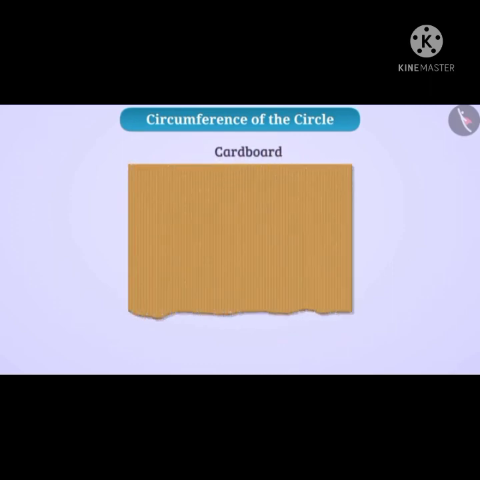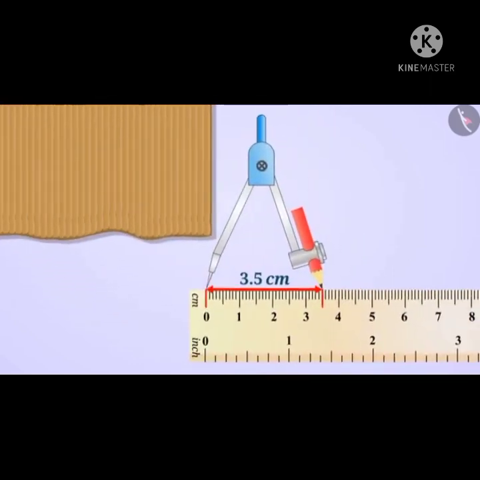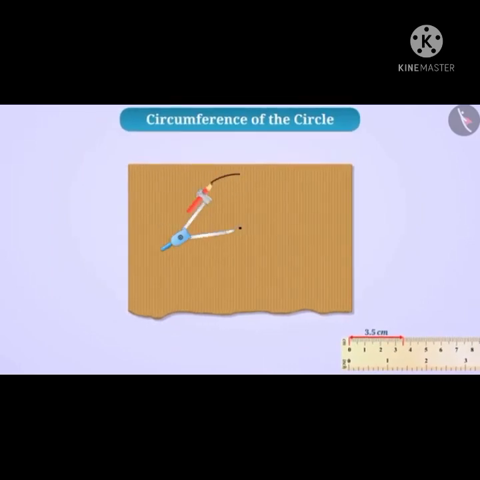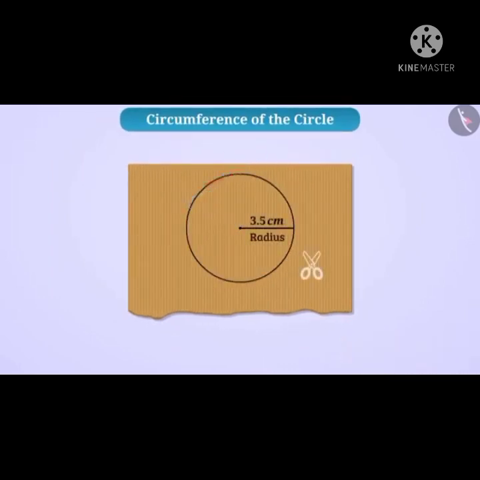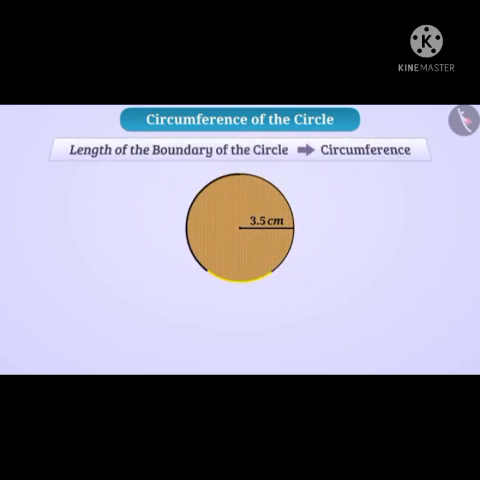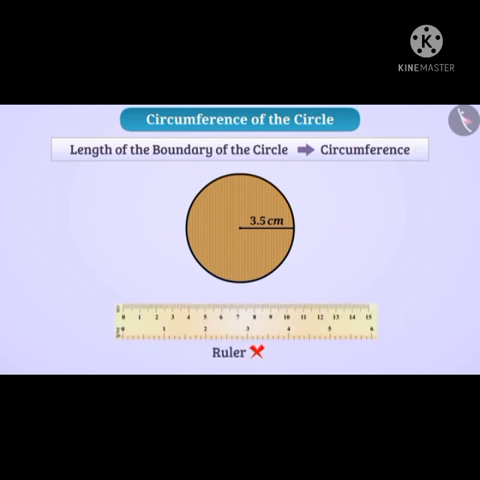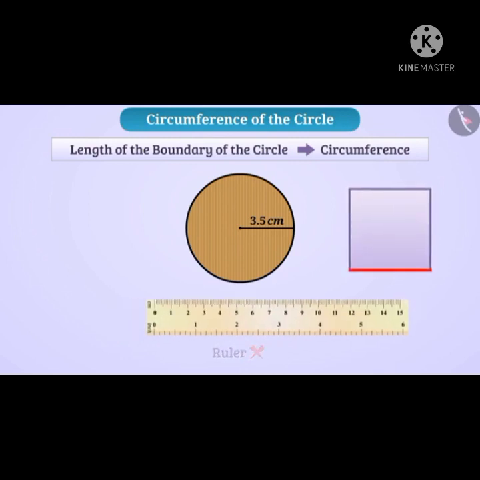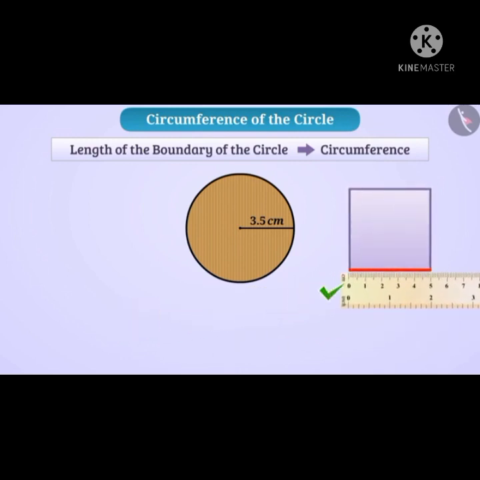Take a cardboard. On this, draw a circle of radius 3.5 cm. Cut the drawn circle. Can you tell how we can find out the length of the boundary of the circle, that is, its circumference? Think. Of course, a ruler cannot be used here because a ruler is used to measure the length of a straight line. Since the boundary of the circle is curved, we cannot find the length of its boundary with the ruler.